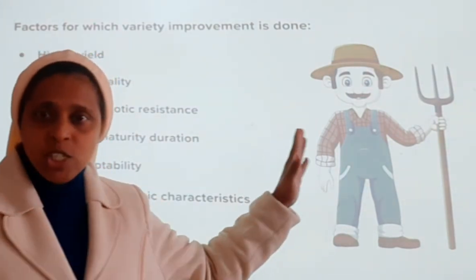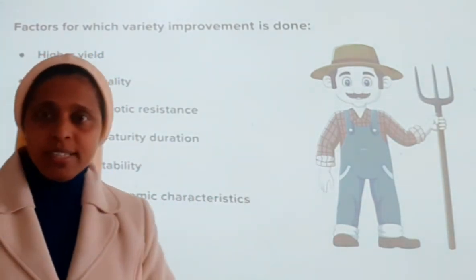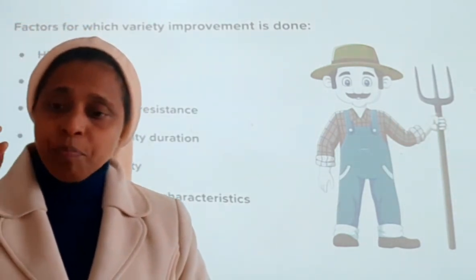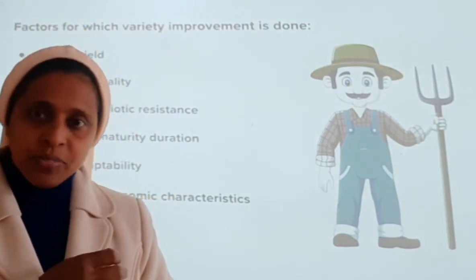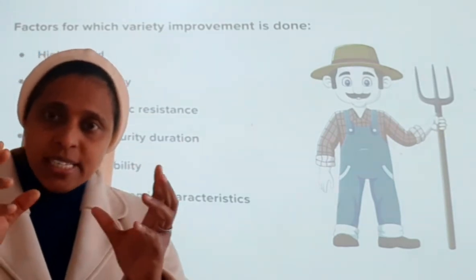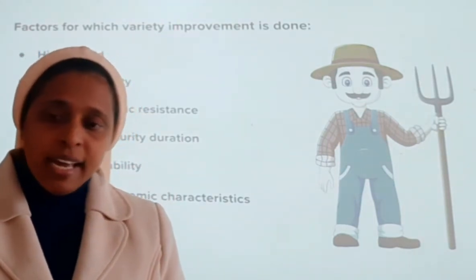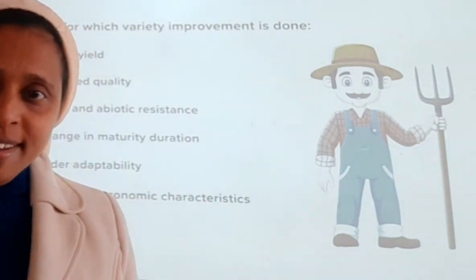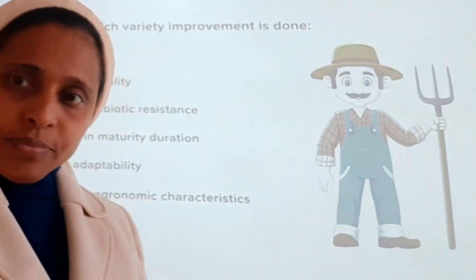Now, change in the maturity duration. What do you understand by that? We need a high product in lesser time. Here we need a product, but we should have it in a lesser time. So we can actually change the crop production within the duration.